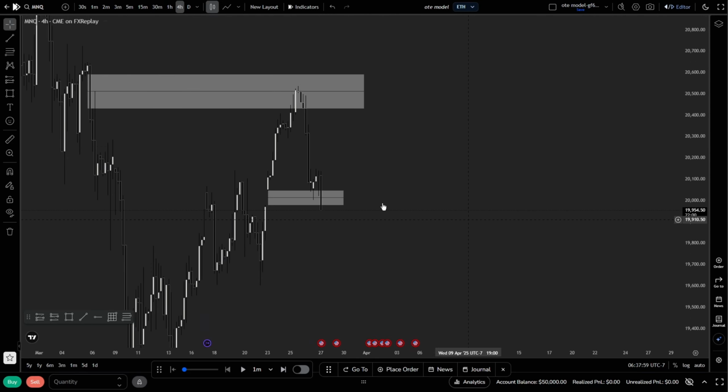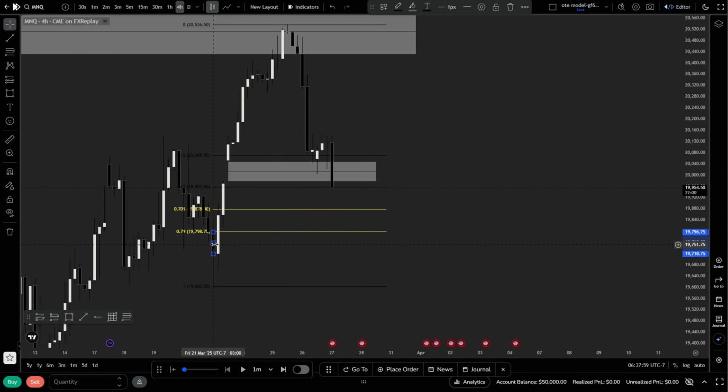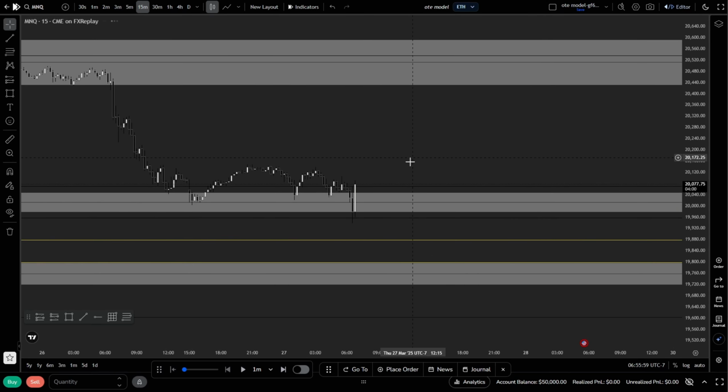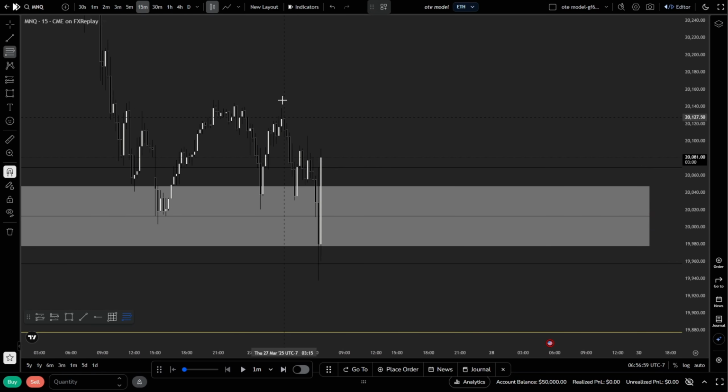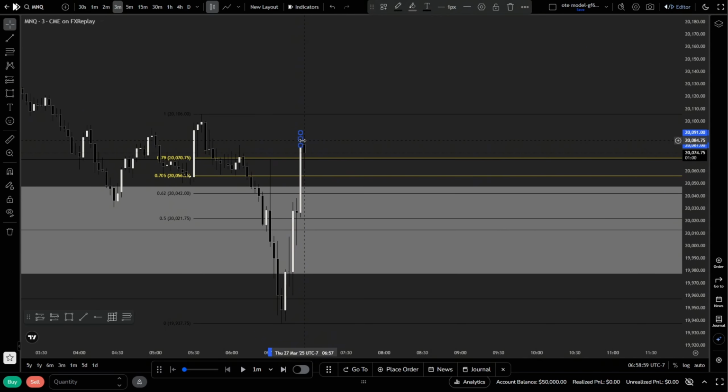Go on the 4-hour time frame. Swing low, swing high. Down here would be an order block, a bullish order block. And okay. Now let's see if we are still looking bearish. Swing high, swing low. Okay. Right here. Auto rejection block.